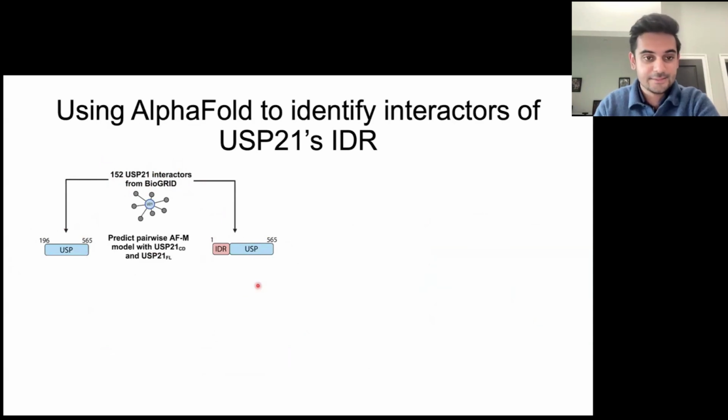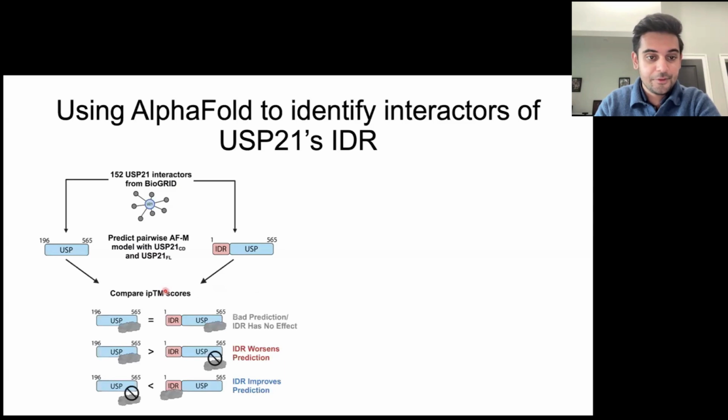What I rationalized is that I could extract the interface predicted template modeling score, also known as the ipTM score, which is AlphaFold's confidence in the structural interfaces between two or more proteins in a model. And I rationalized that if a protein is an interactor of USP21's IDR, it would have a higher ipTM score with the full-length USP21 over the catalytic domain.